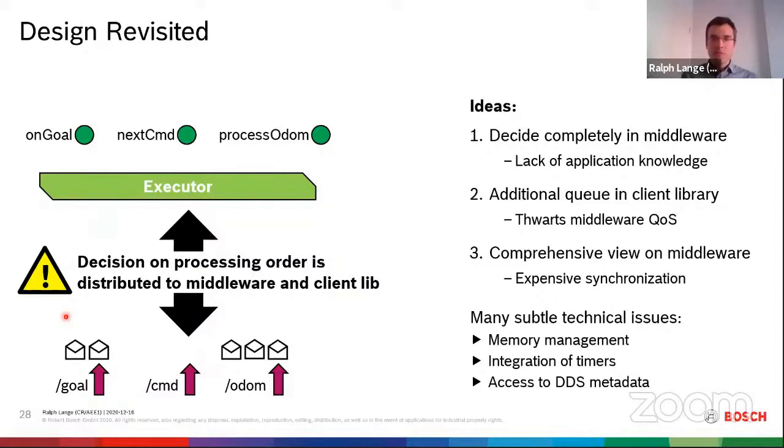And there is an intermediate approach. You could try to give a more comprehensive view on the middleware, not just a bit vector, but details on timestamp, sizes of queues, and so on. But of course, this is then more information to transport between the layers and very expensive. And there are many other subtle technical issues. What about memory management, how to integrate timers, and especially the metadata on the messages, such as the send timestamp, is not directly available in many DDS implementations, but only after you really take the message and deserialize it.